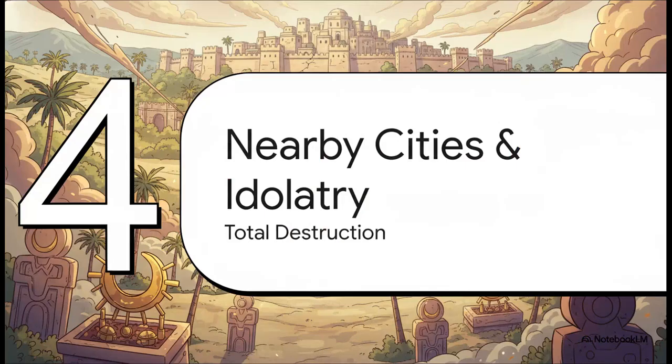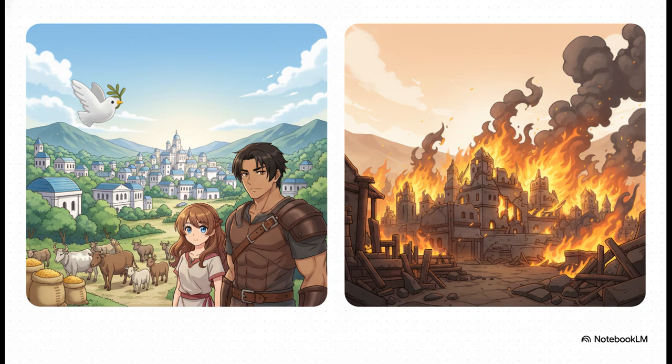That brings us to Section 4, Nearby Cities and Idolatry, Total Destruction. As we hit verses 16 through 18, the rules of war shift dramatically for the local cities located inside the lands Israel was designated to inherit. This brilliantly illustrates the stark contrast in military protocol. While distant cities got an offer of peace, and women, children, and property were spared as plunder, the nearby cities faced a totally different fate.